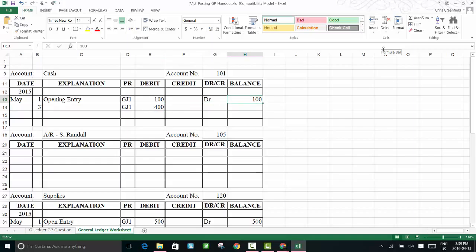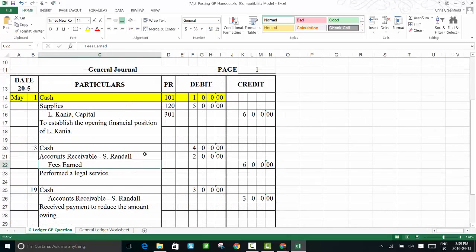So I'm going to always start with my balance, which is debit 100, and I have debit 400. So I'm adding 100 plus 400 equals 500. Since I started with debit and I added more debit, my new balance indicator is still in the debit range. Now I'm going to take my 101 from the account and I'm going to go back to my general journal and I'm going to put in my 101.